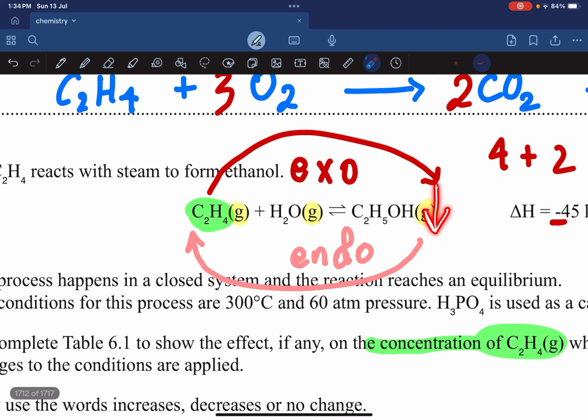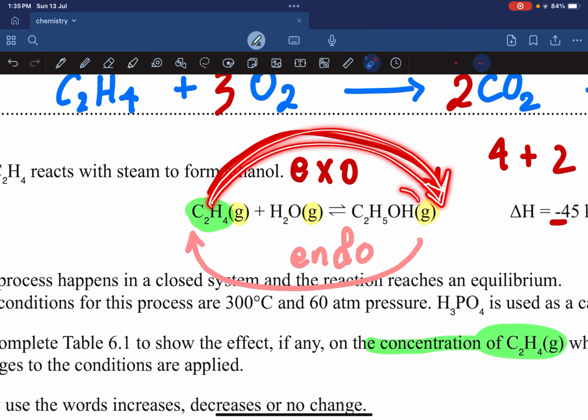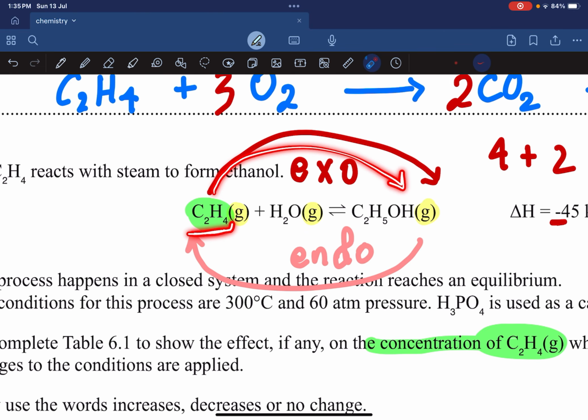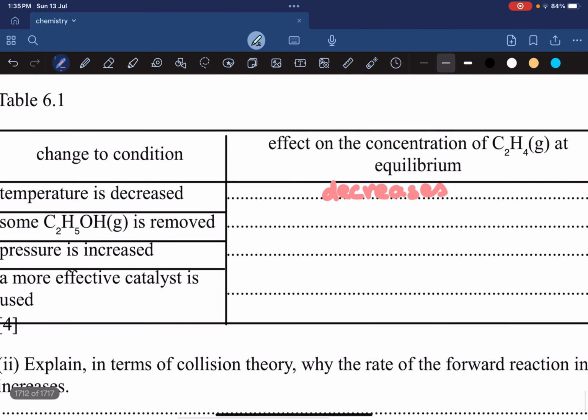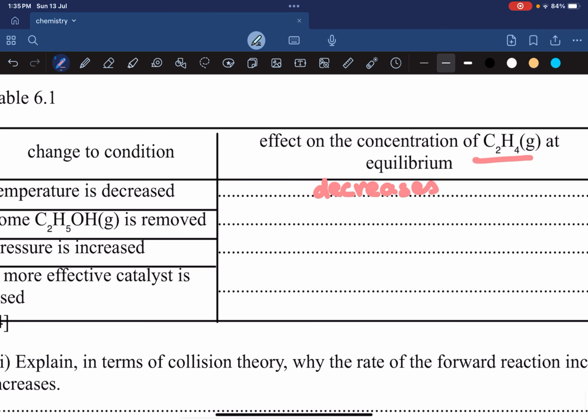In order to increase it, what will equilibrium do? Equilibrium will produce more of it. So equilibrium will move forward in order to produce more of this thing, because we have removed it. So when equilibrium moves forward, this C2H4 is going to be utilized or used. So this will again decrease. Why? Because equilibrium is moving forward. So again, our concentration of C2H4 decreases.